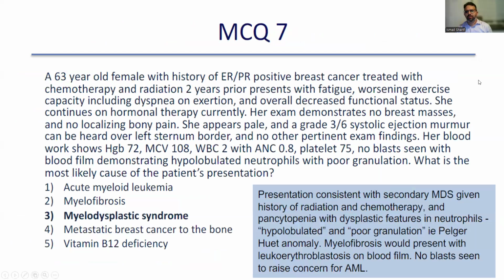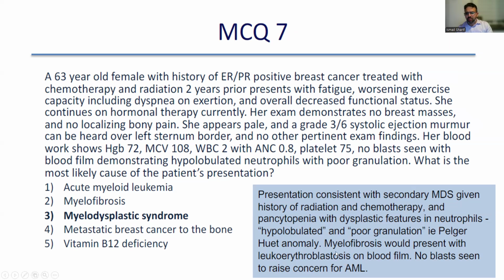Now, when we go back to the case, we said this patient has cytopenias and basically demonstrates dysplasia in the neutrophils. The most likely diagnosis is myelodysplastic syndrome. Now, why is it not AML? Number one, it is consistent with secondary MDS given the history of radiation and chemotherapy. Number two, the pancytopenia we said. And number three is the dysplasia we see on the cells.